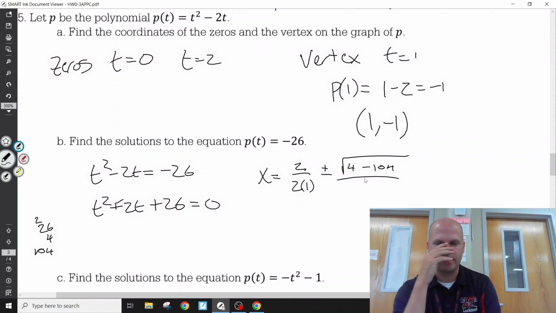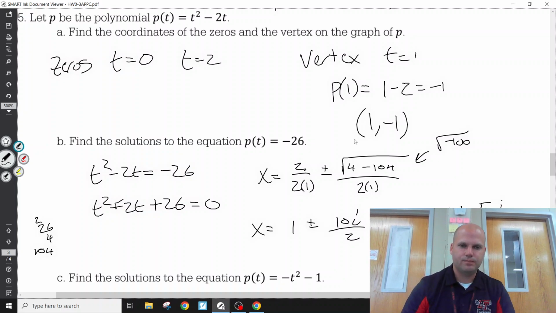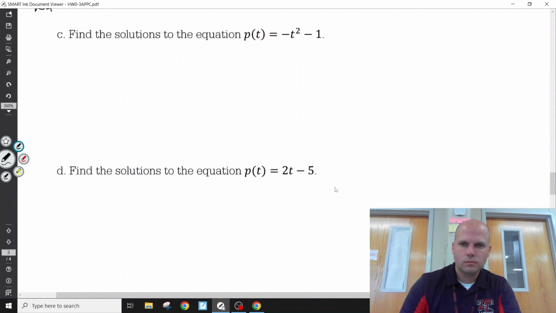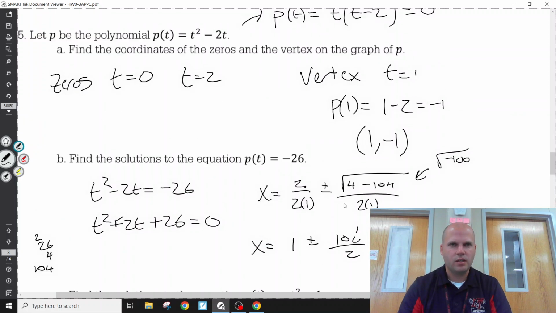This is sweet. All over 2 times a. 2 over 2 is 1. The square root of negative 100 is the square root of 100, which is 10, times the square root of negative 1, which is i. So this is 10i over 2. We get 1 plus or minus 5i after dividing the top and bottom by 2. Cool.